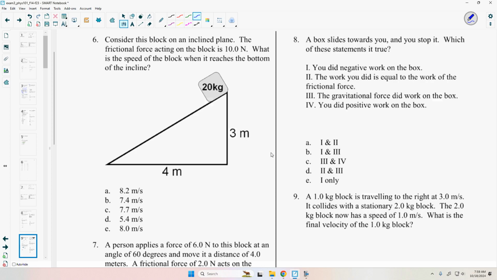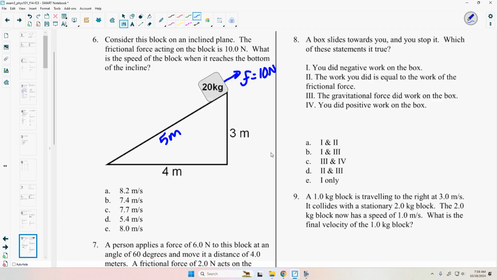Oh, let's do this one. I'm not saying this is on the quiz, but there are some similar ones like this. Here I have a block that's sliding down an inclined plane. Notice that the length of that inclined plane is going to be 5 meters. It's a 3, 4, 5 triangle. If you don't remember that, you can do the square root of 3 squared plus 4 squared. That's equal to 5. 9 plus 16 is 25. There's a frictional force that is equal to 10 newtons acting on this block, and I want to know what's the speed when it reaches the bottom.